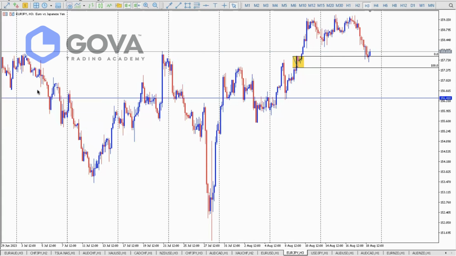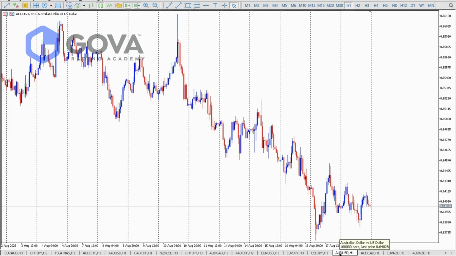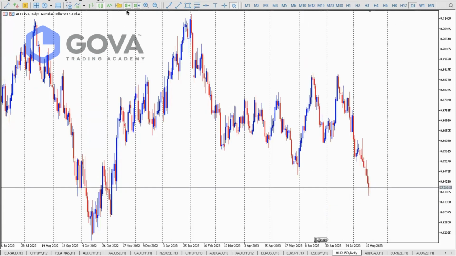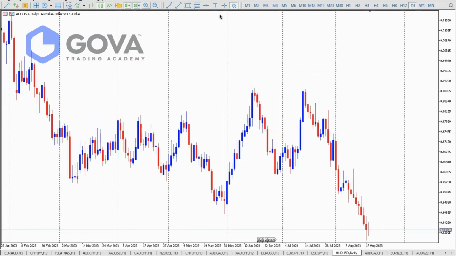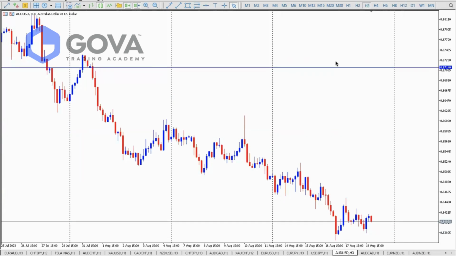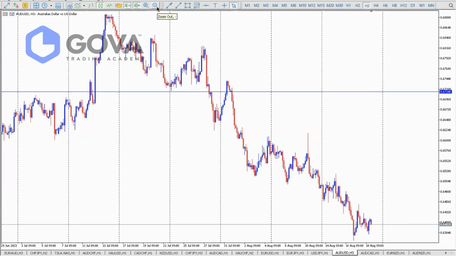So let's move on to another pair. Let's say AUD USD. Hold on, please. AUD USD. Now on AUD USD, this is what happened this week. On the D1 time frame, this is the equilibrium line for the month. It is here. Then we switch to the weekly time frame, which is the H3.